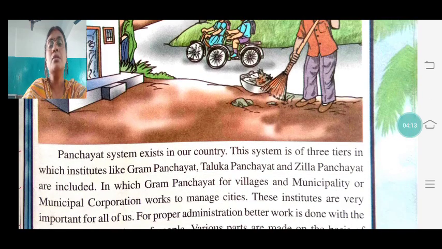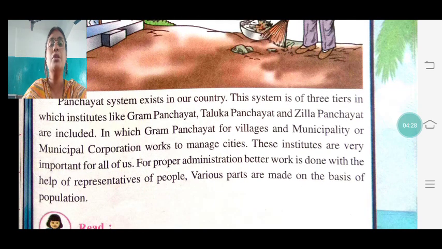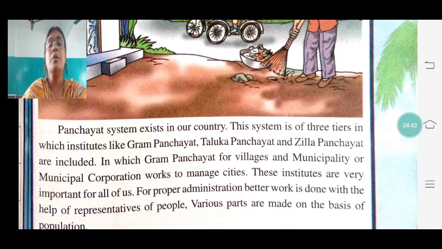Now see, the panchayat system exists in our country. This system is of 3 tiers, of institutes like gram panchayat, taluka panchayat and jilla panchayat, in which gram panchayat is for villages, and municipality or municipal corporation works to manage cities. These institutes are very important for all of us. For proper administration, better work is done with the help of representatives of the people. Various parts are made on the basis of population. Clear? So in the panchayati system all 3 tiers are there, like gram panchayat, taluka panchayat, jila panchayat.